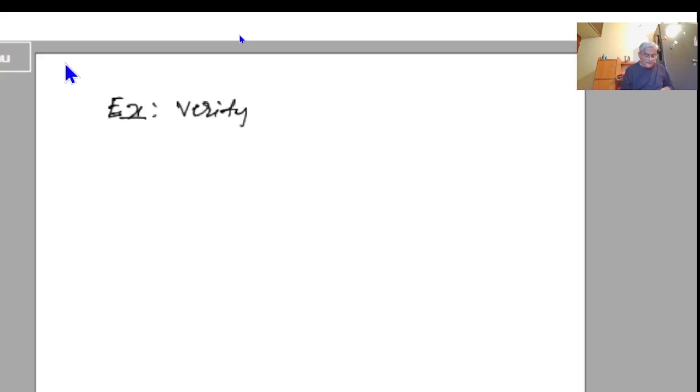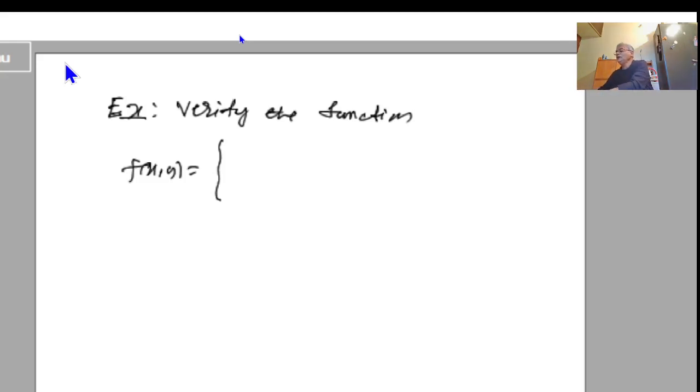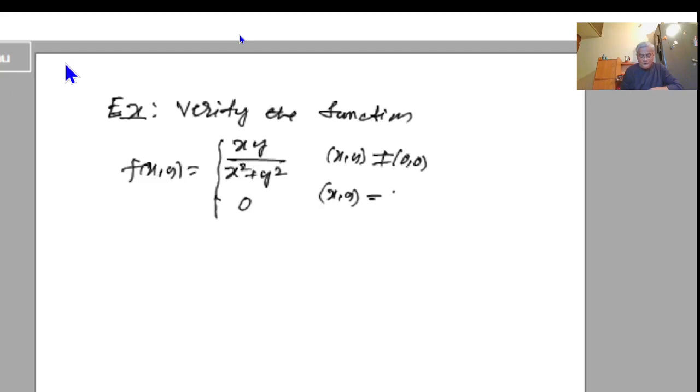Verify the function f of x comma y is equal to xy divided by x square plus y square, when x comma y is not equal to 0, and its value is equal to 0 if x comma y is equal to 0 comma 0, at the point 0 comma 0.